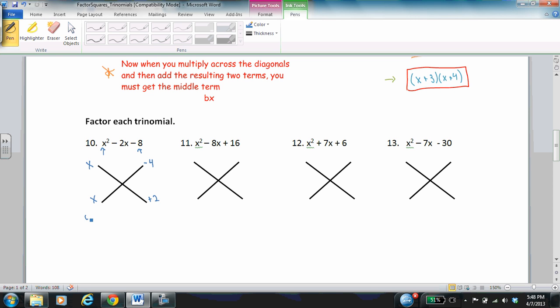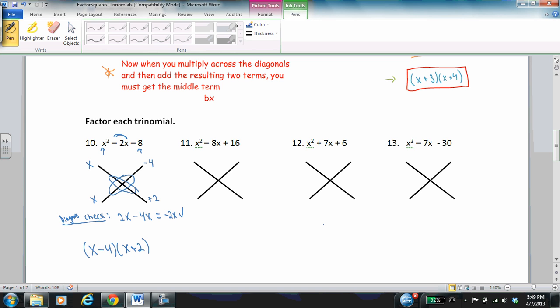So let's check the diagonals to see if they work. And I'm going to start writing diagonals check to clarify between the other type of check. So the diagonals, 2 times x, multiplying across this diagonal is 2x, and multiplying across the other diagonal, negative 4 times x is negative 4x. 2x minus 4x is negative 2x. Yep, that works, because that is the middle term here. So the factorization is x minus 4 times x plus 2.